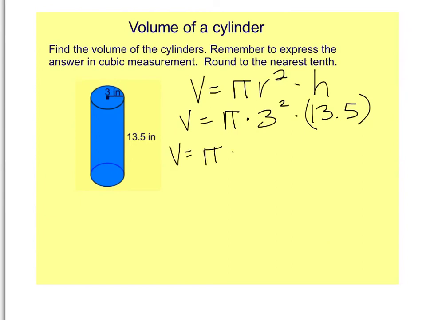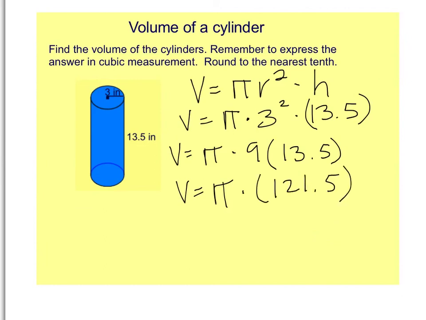So pi times 9 times 13.5 you did. And then you could just put all that in the calculator, or 9 times 13.5, if I just keep simplifying, is 121.5. So now I have to definitely use my pi button, put that in, and you should have gotten 381.7 inches cubed.